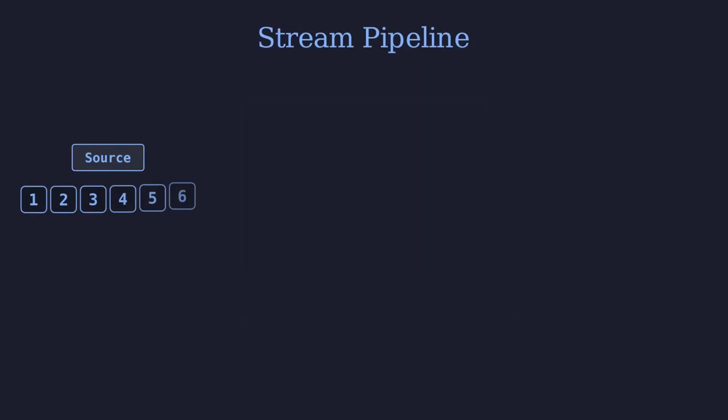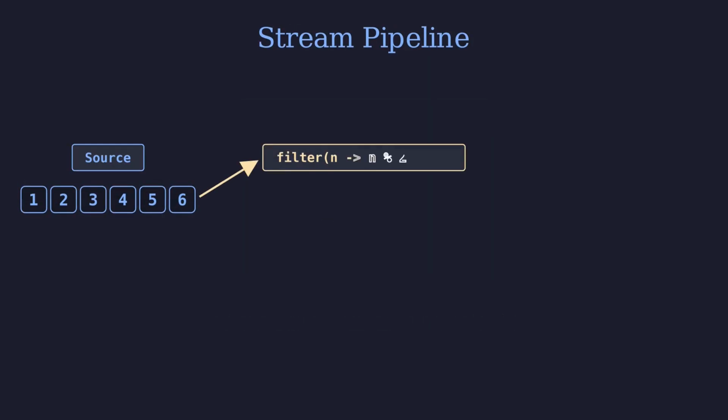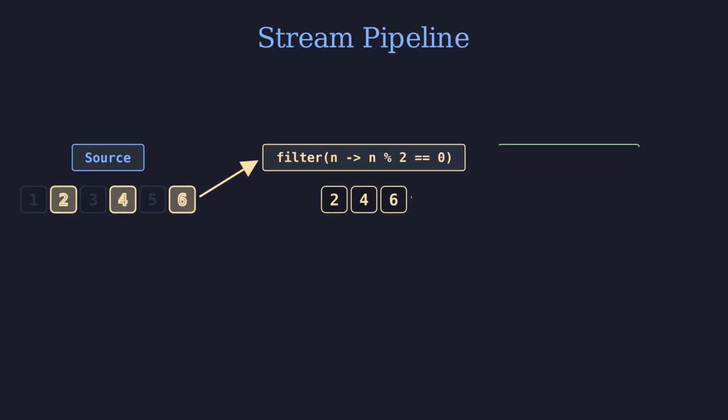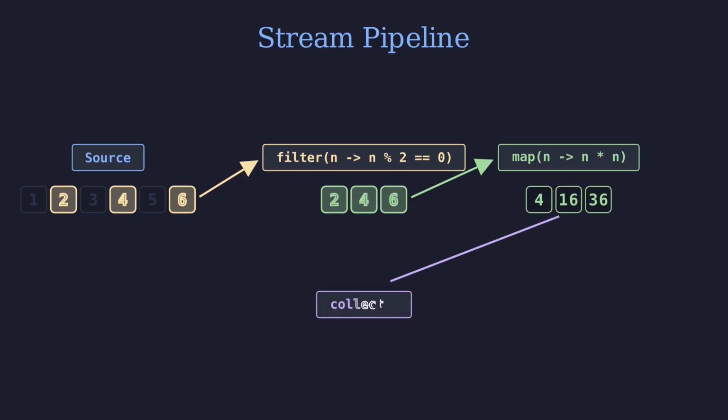There are 3 stages to every stream. First, you create the stream. Then, you can optionally use one or more intermediate operations to transform the elements. Finally, use a terminal operation to produce a result, which can be a list or a singular value.